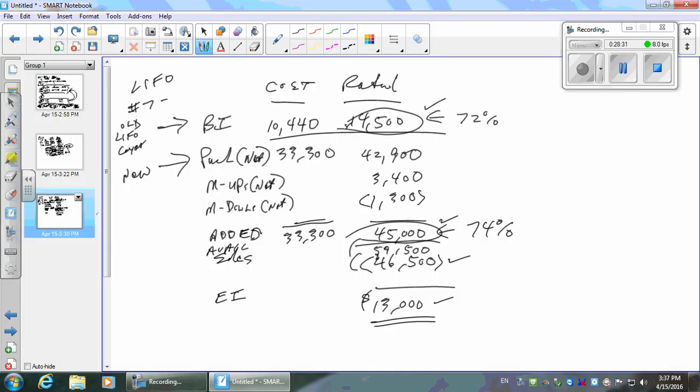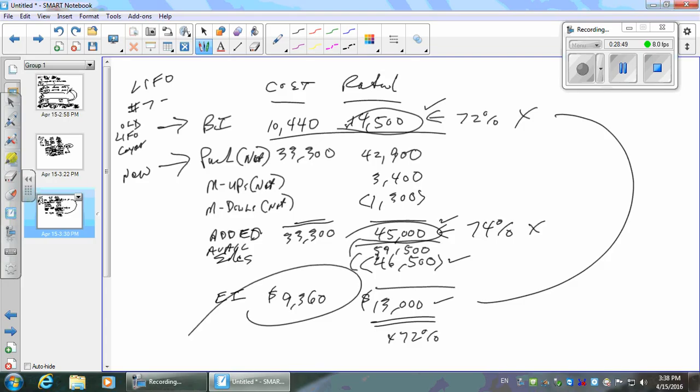Which percentage are you going to use? The 74 in the new purchases or the 72 on the old stuff? It's LIFO. That one, right? Take it times 72%, you got it. And that's where they get their 9,360. Did you get that? Okay.